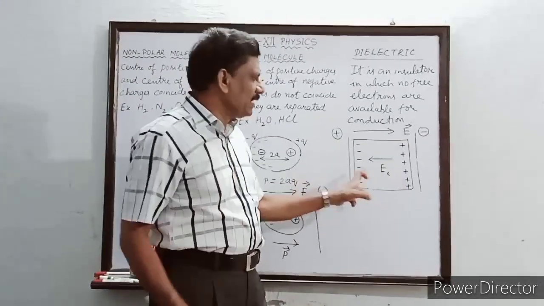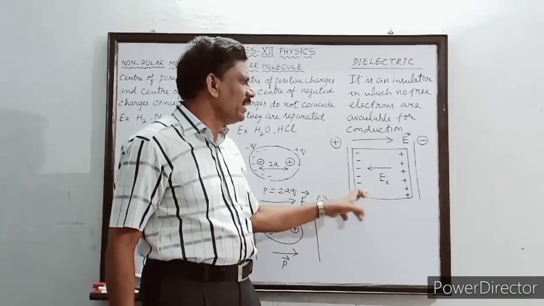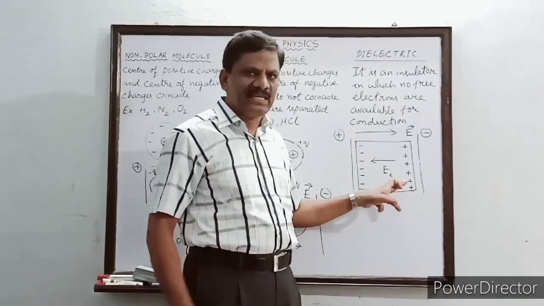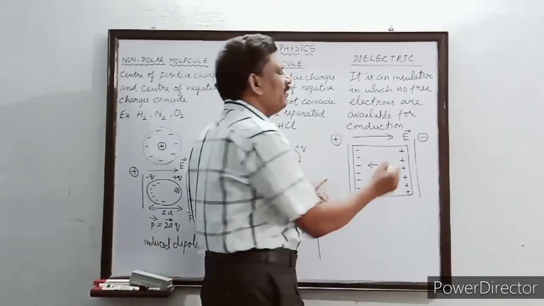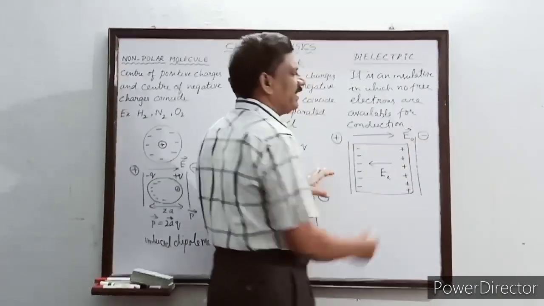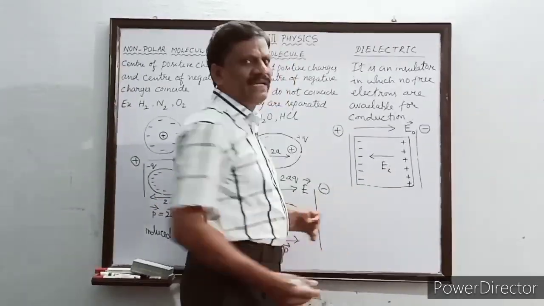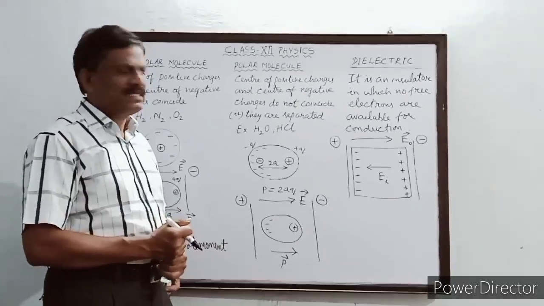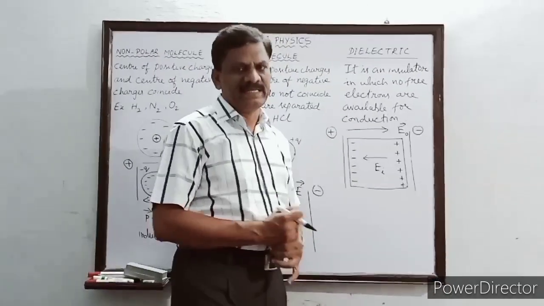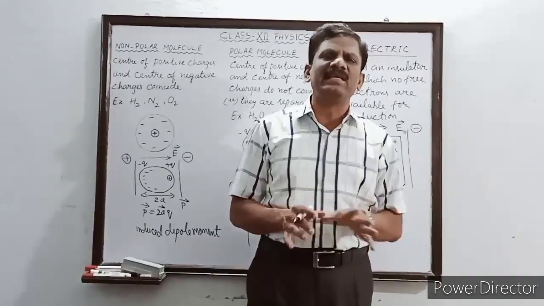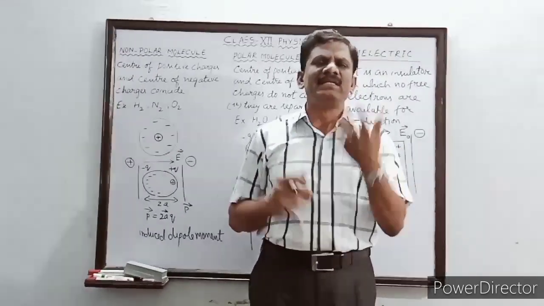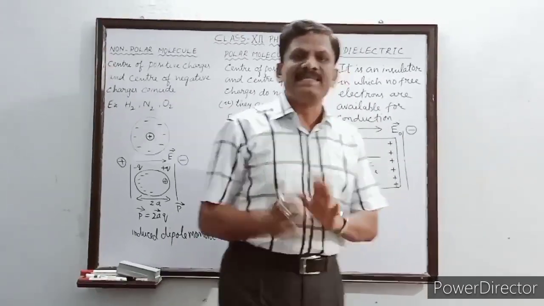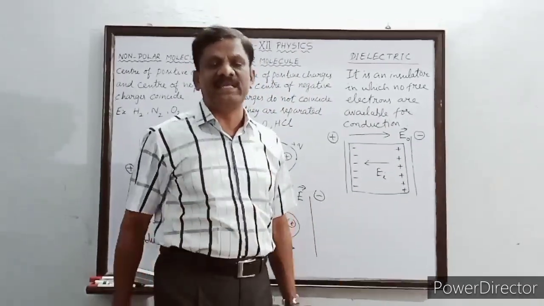So there is a development of a negative polarity on the left side and a positive polarity on the right side of the insulator, in the presence of an external electric field. Suppose E naught is the external electric field and EI is the induced electric field developed inside the insulator, then such a material can be called a dielectric. A dielectric is nothing but an insulator only, but whenever it is placed inside an external electric field, it develops an internal electric field which is oppositely directed to that of the external electric field.